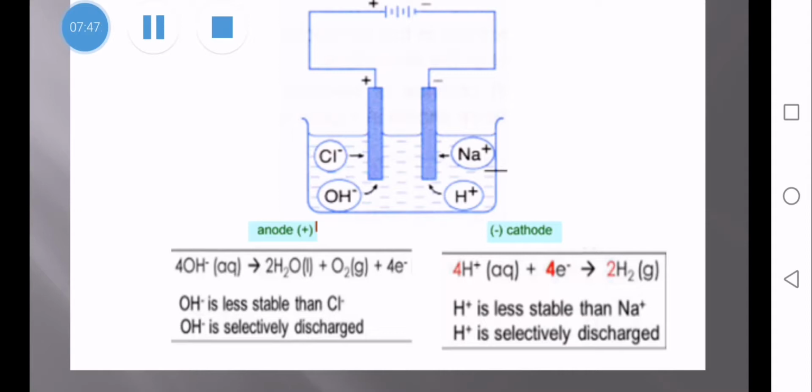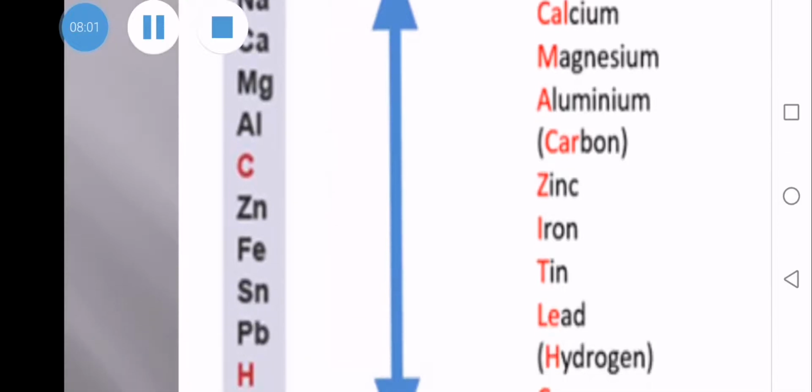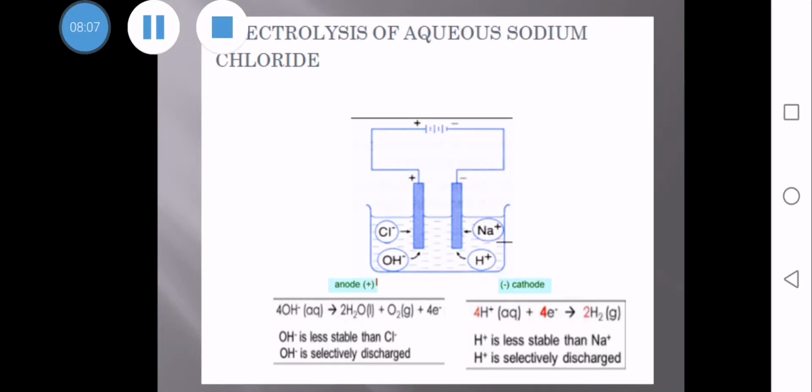On the previous slide we have seen that the positive and the negative ions will discharge according to the ease of discharge. If we compare sodium and hydrogen, you can see here that sodium is present above in the reactivity series and hydrogen below. So the ease of discharge of hydrogen would be more than that of sodium. So at the cathode, hydrogen ions will be attracted and will convert into hydrogen gas. How? The hydrogen ions will gain 4 electrons and convert into 2 moles of hydrogen gas. So hydrogen is less stable than sodium and hydrogen is selectively discharged.